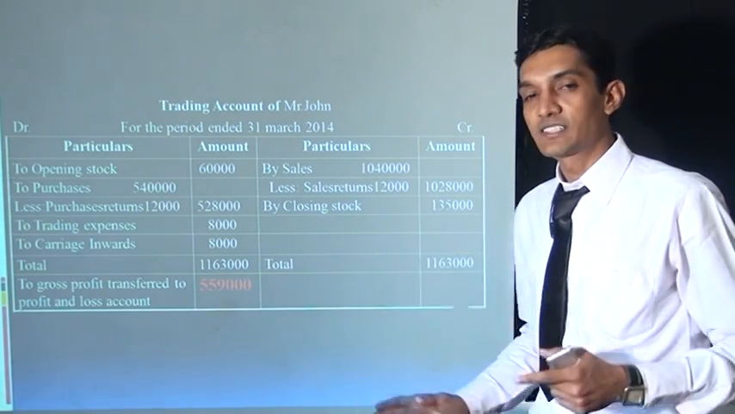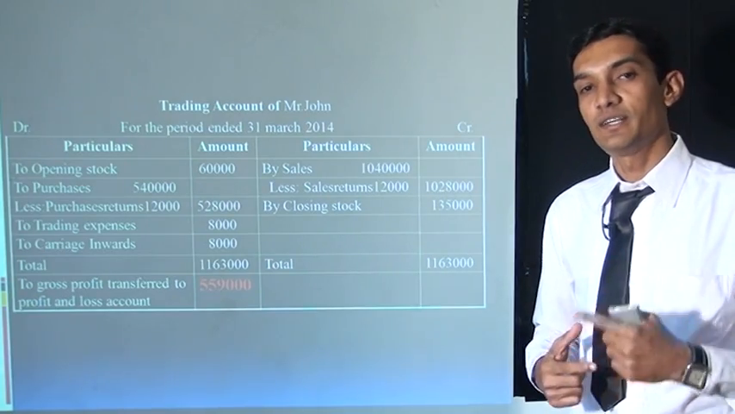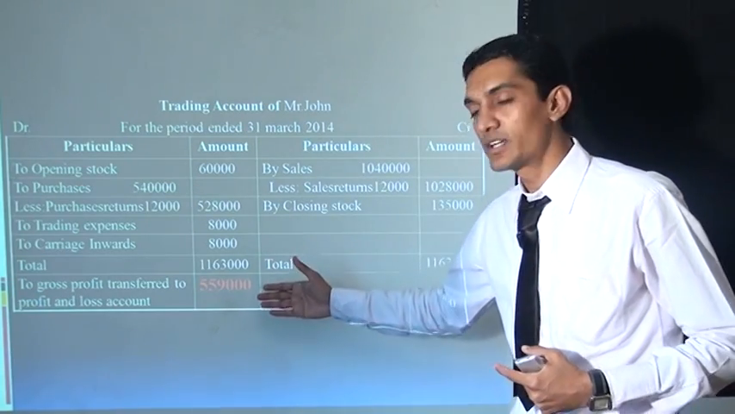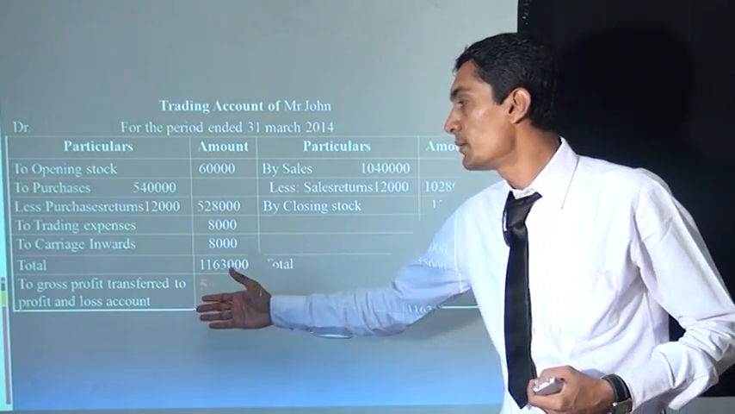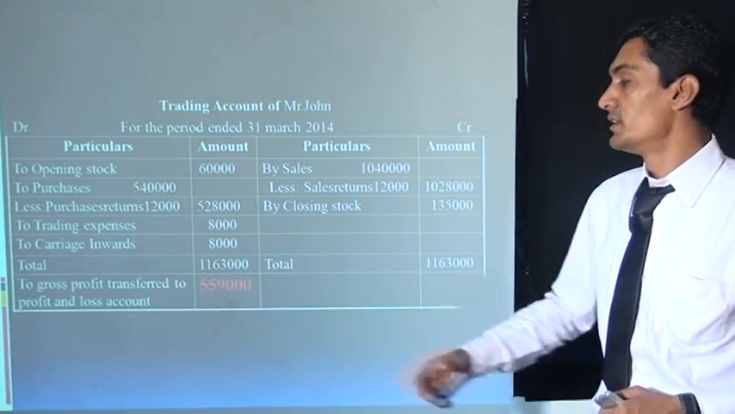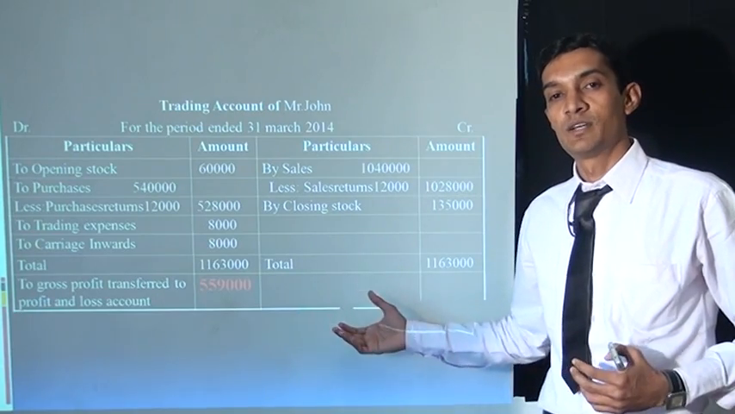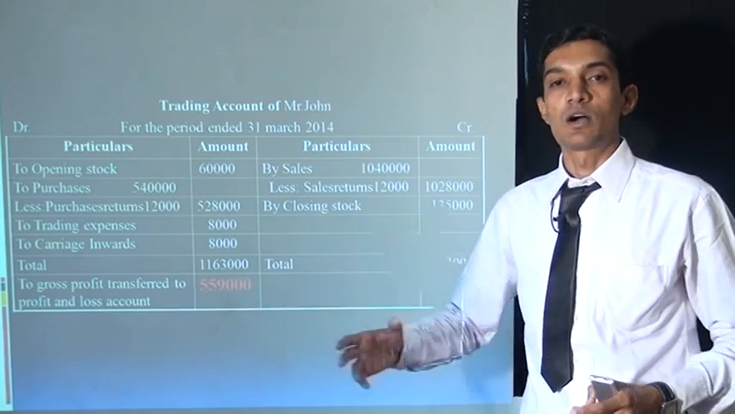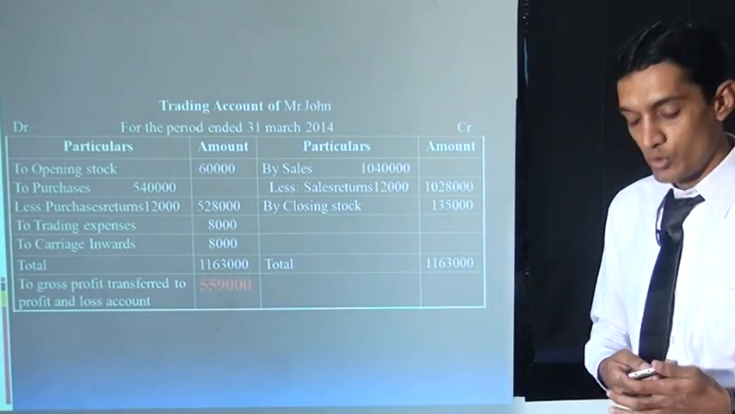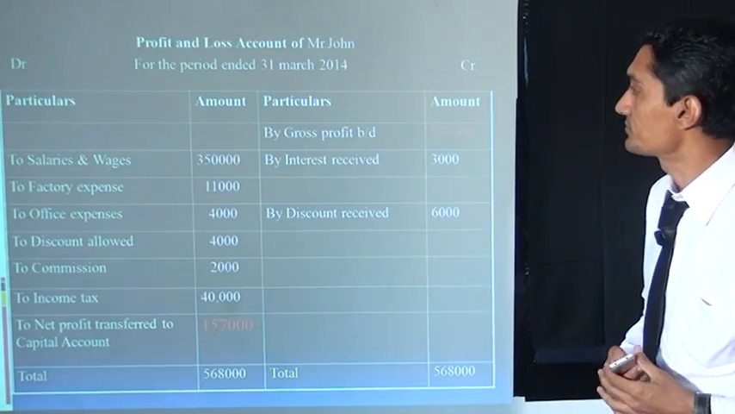Now after 11,63,000 rupees, what is the debit side? We deduct the whole debit side total from the 11,63,000 rupees. The remaining amount is the gross profit, 5,59,000 rupees. Now we transfer the gross profit into the profit and loss account. Now we go to the profit and loss account.